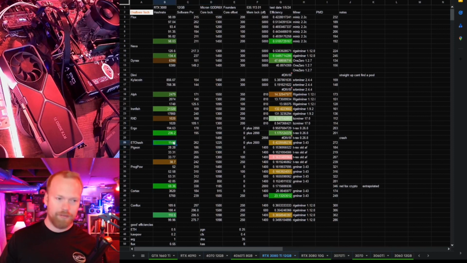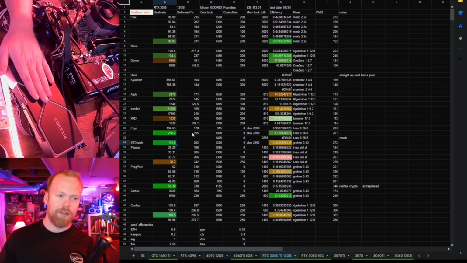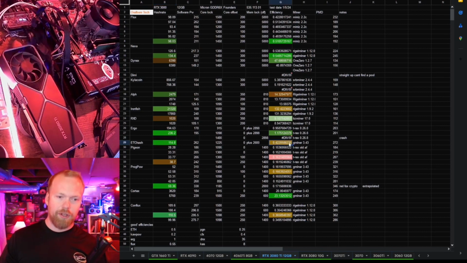ETC hash, again, really great. These were known, especially after the unlocker, for being tremendous. A little bit worse efficiency than the 10GB 3080, but a little bit better hash rate because we're dealing with a wider bus. So 114.8 megahash. And our efficiency was 0.422, so not bad. Pigeoncoin, again, really bad. I don't know why. Ampere, GA102, just not good at Pigeoncoin. So that's one case where I recommend Ada or maybe even Turing over these cards if you're really going to hit Pigeoncoin hard.